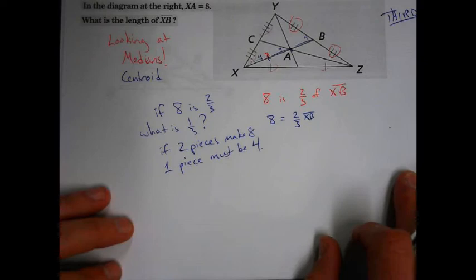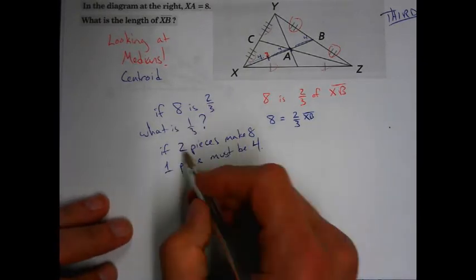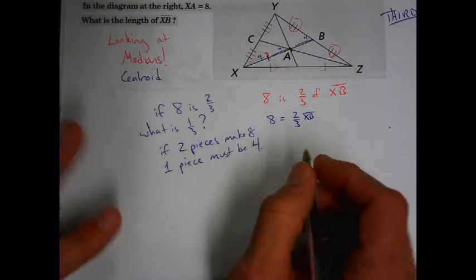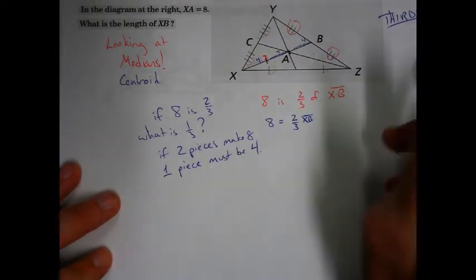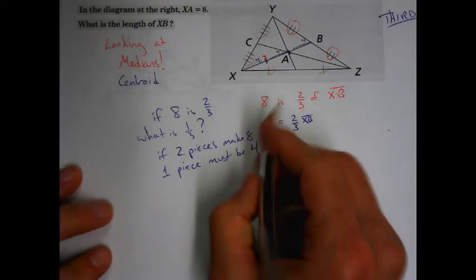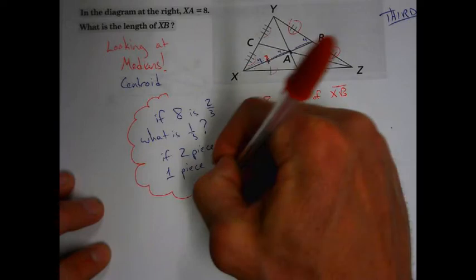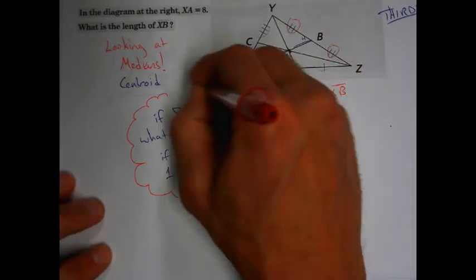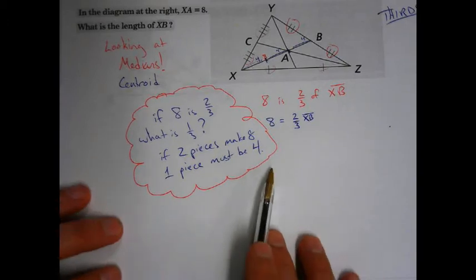Now we can answer the question, right? If 8 is 2/3, what's 1/3? If 2 pieces make 8, 1 piece must be 4. So now we know all 3 pieces are clearly going to be 12, but that's not the point. The point is making sure that you can follow logic with some math. Sprinkle in logic with mathematics. You can get that.